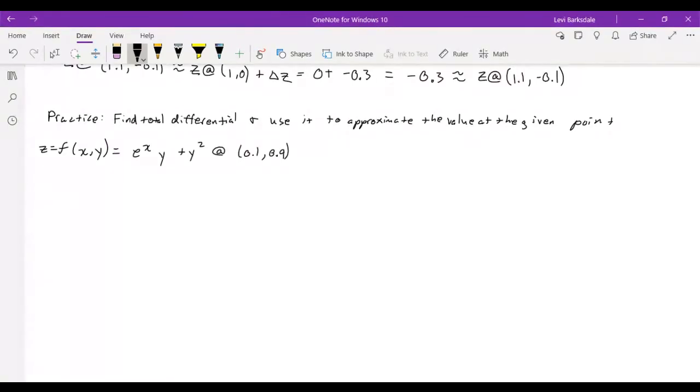All right, let's go ahead and go over this problem. So first off, to calculate the total differential, say that dz is equal to the derivative with respect to x, which would be e to the x y times dx. Plus the derivative with respect to y, which is e to the x plus 2y, times a change in y. So this is our total differential.